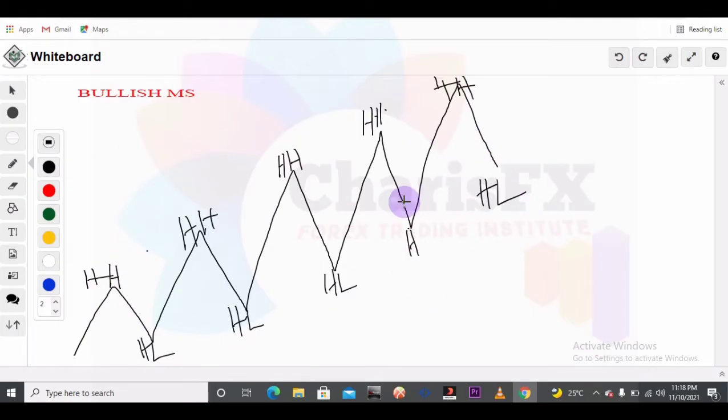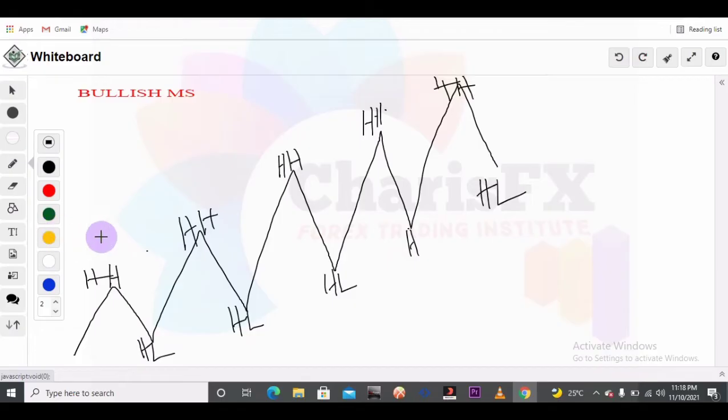But there are key things we need to take note of within this structure so we know which one is the valid high of the valid structure and when we have a break of structure. These are the key things we need to know. But this is what makes up a bullish market structure: higher highs and higher lows.